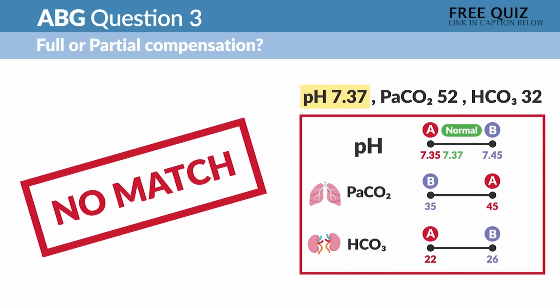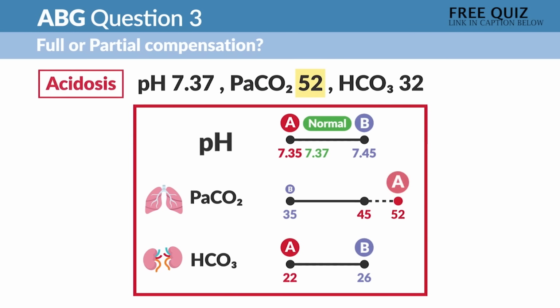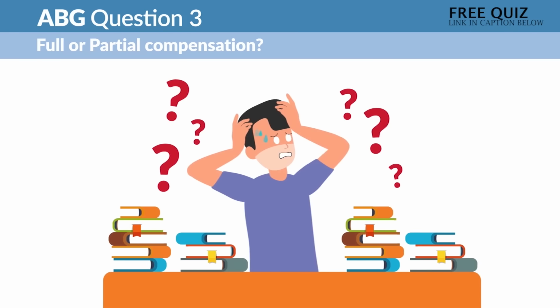Well, CO2 is in the acid area, right? And we know that bicarb is in the base area. So, oh snap, what do we do now?